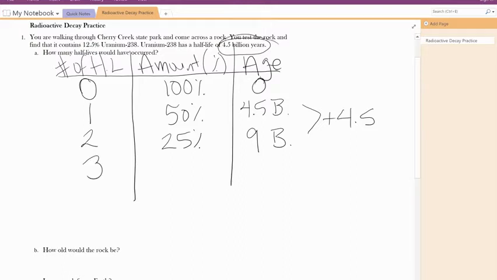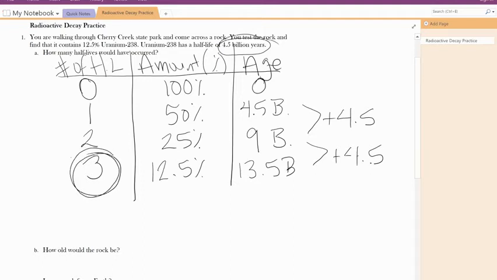At 3 half-lives, we would now have half of 25%, so 12.5% of that uranium-238 would be remaining in that rock. We would add another 4.5 billion years, so 9 plus 4.5 billion years would be 13.5 billion years. So for the question asking how many half-lives would have occurred, 3 half-lives would occur to get to 12.5% uranium.